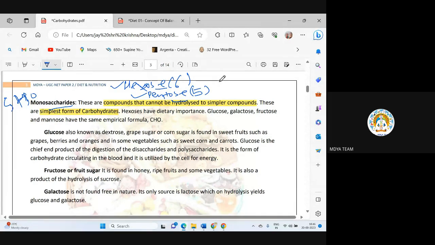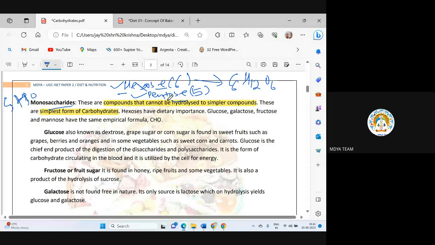What is the formula of glucose? C6H12O6. So here 6 carbons are present, so glucose is a hexose. Fructose also has the formula C6H12O6. I will tell the difference in glucose and in fructose. But all these have 6 carbons, so all of these come under hexose.